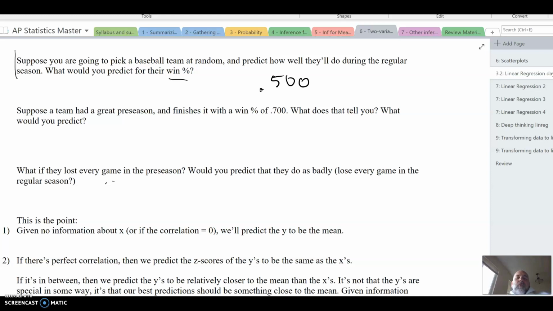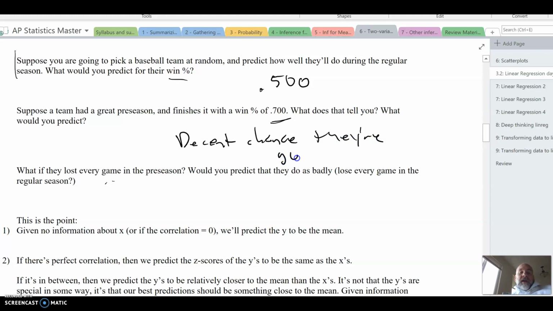What I'd hope you'd say is, well, if they won 70% of their games, that's pretty good. There's a decent chance they're good. You don't expect them to necessarily win 70% of their games in the regular season, but that's a lot of games. On average, they're probably better than average. Knowing that information gives you more confidence than if you knew nothing.